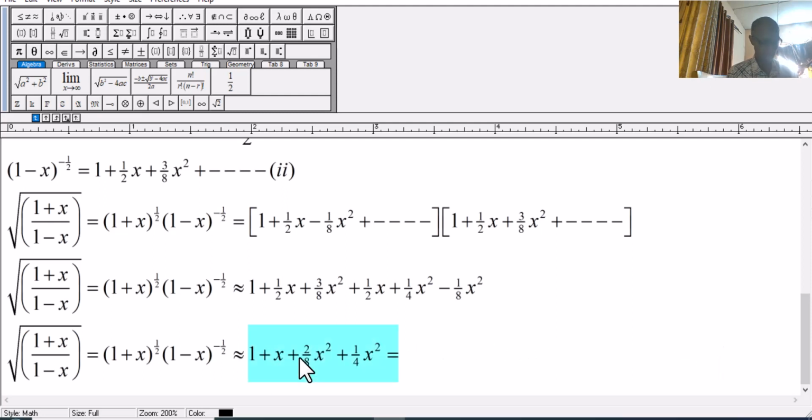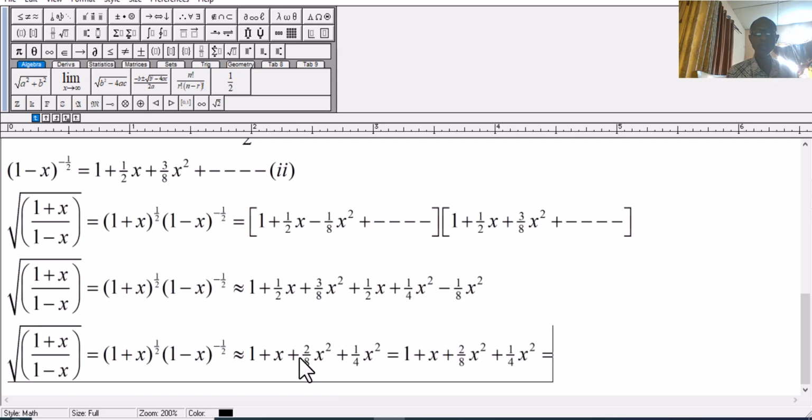So copy. So if you cut this, 2 over 8 will give us 1 over 4. So now add them together: 1 plus x, 1 over 4 plus 1 over 4, 1 over 4 x squared plus 1 over 4 x squared will give us 1 over 2 x. Let me use this symbol because, okay, we can indirectly say that.